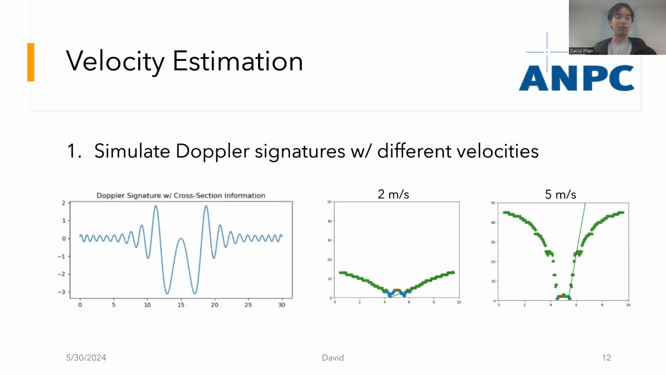So from here, the first step was the simulation of the Doppler signatures. On the left image, you can see a simulated Doppler signature with the cross-section information, which we derived by using some equations from some of the papers that we found. Once we have these different Doppler signatures, we can modify some of the parameters to see simulated Doppler signatures with different velocities. The right two graphs you can see are spectrograms for the Doppler signature at 2 meters per second and at 5 meters per second. And you can notice that the slope of these spectrograms, indicated by that linear green line, is a lot steeper in the 5 meters per second versus 2 meters per second. And analyzing that slope is what gives us the tool to be able to do velocity estimation.